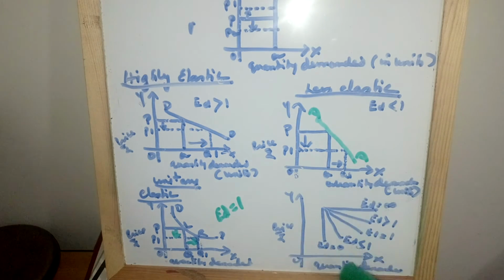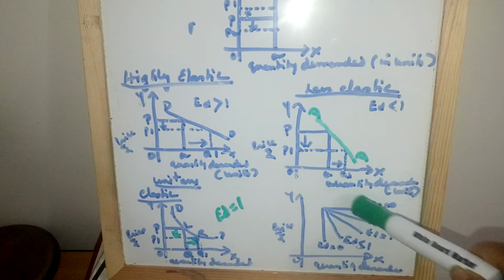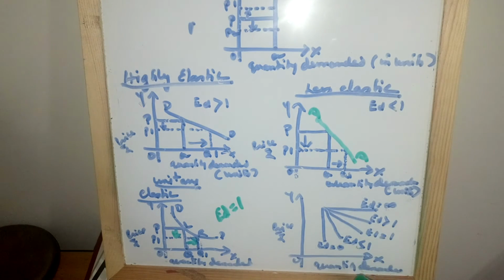Now let's have a recap of what you have learnt. So perfectly elastic: elasticity of demand is equal to infinity, at the same price. Then elasticity of demand is equal to 0, this one: same demand at all prices. Then elasticity of demand is greater than 1.